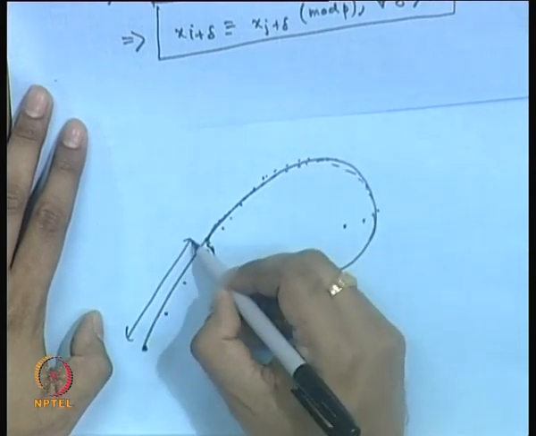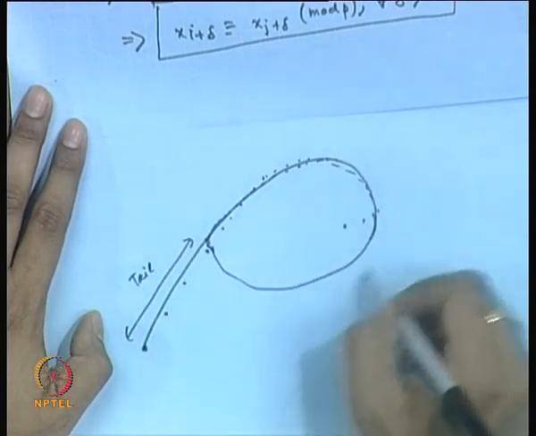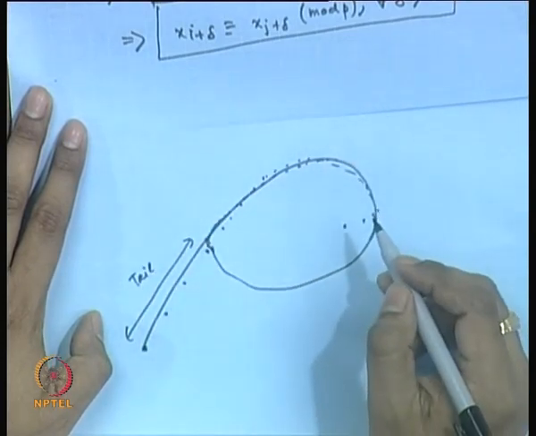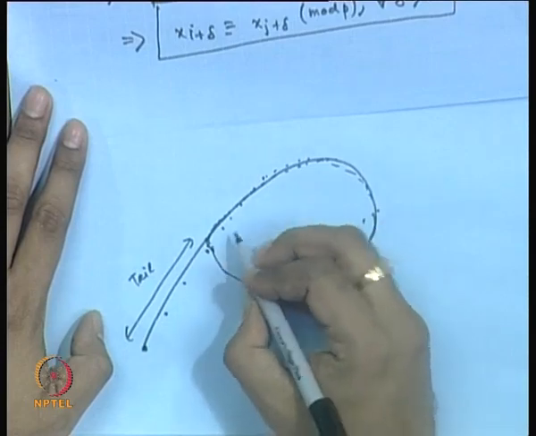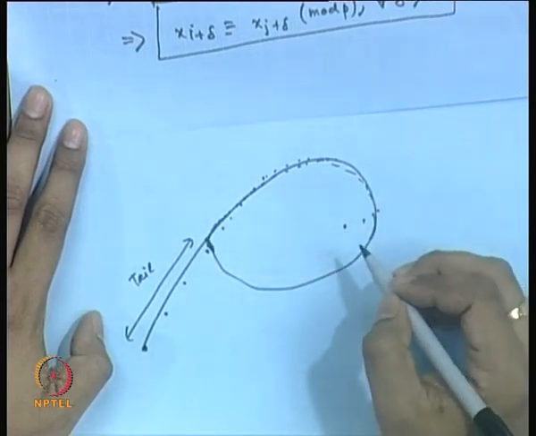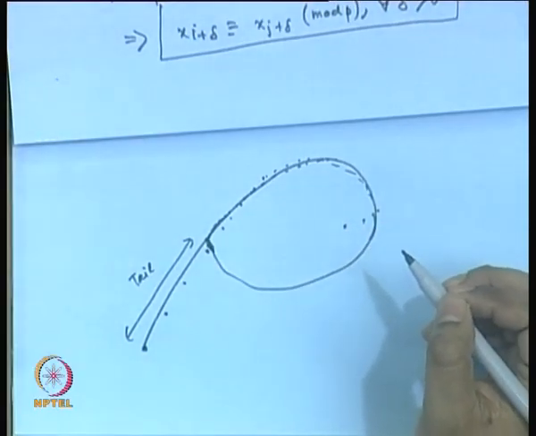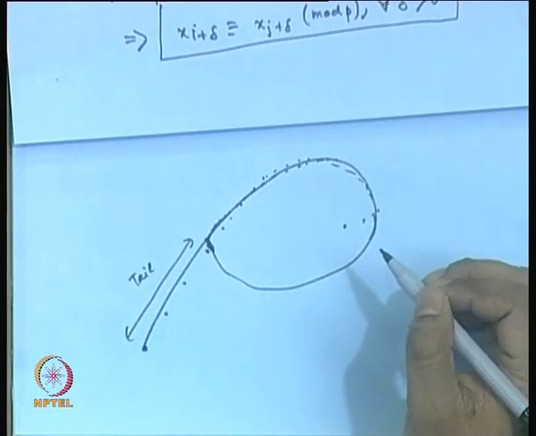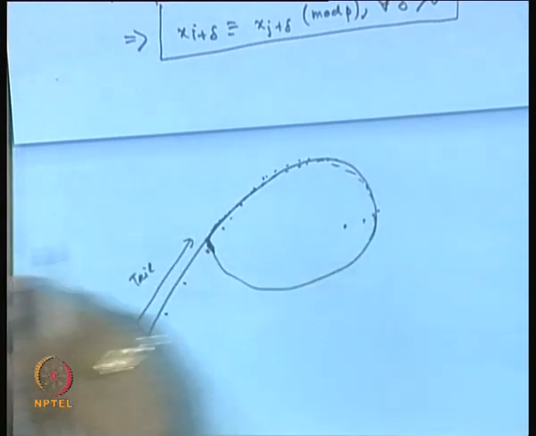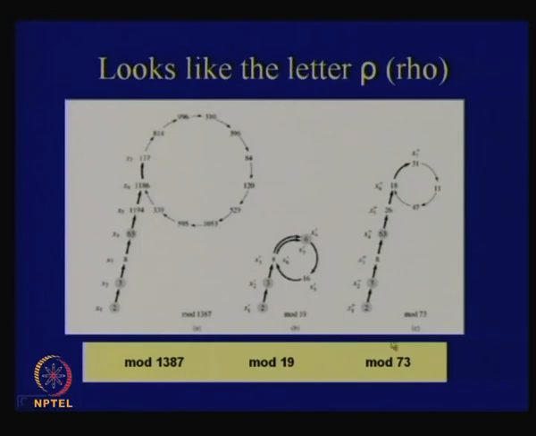So, you have a tail part here and after that there is a circular part. Okay. So, that is the reason why it is called a Pollard's rho algorithm. Okay. So, therefore, this is an example from Codman which says that if you choose, for example, mod 1387, you see that you get some rho like this.